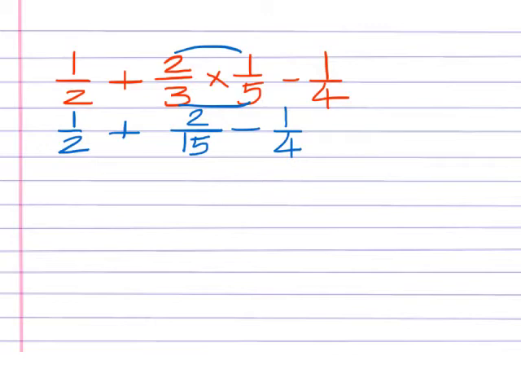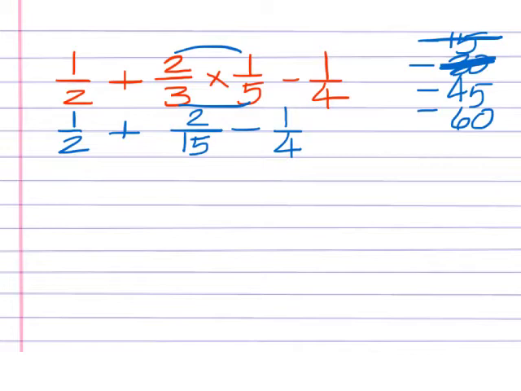Now take a look at your denominators. You have a 2, a 15, and a 4. The multiples of 15 are 15, 30, 45, and 60. What's the lowest number that 4 is going to go into out of these 4 numbers? Will 4 go into 15? No. Will it go into 30? 4 won't go into 30. How about 45? Will 4 go into 45? No, it won't go into 45. It will go into 60 though.